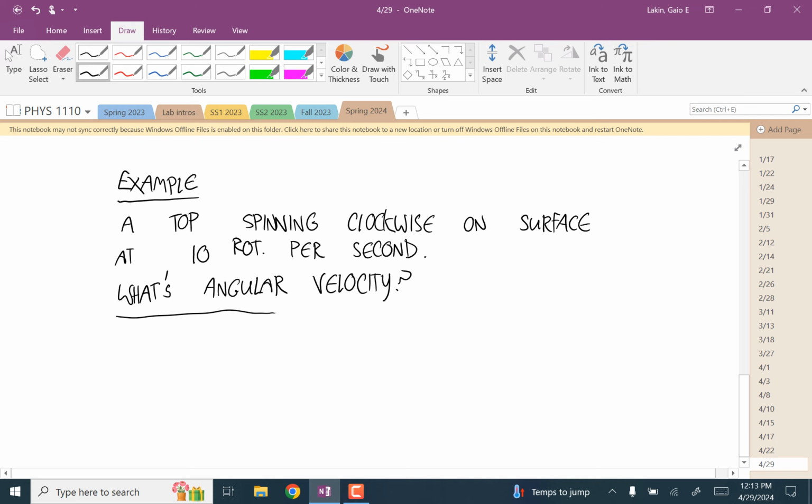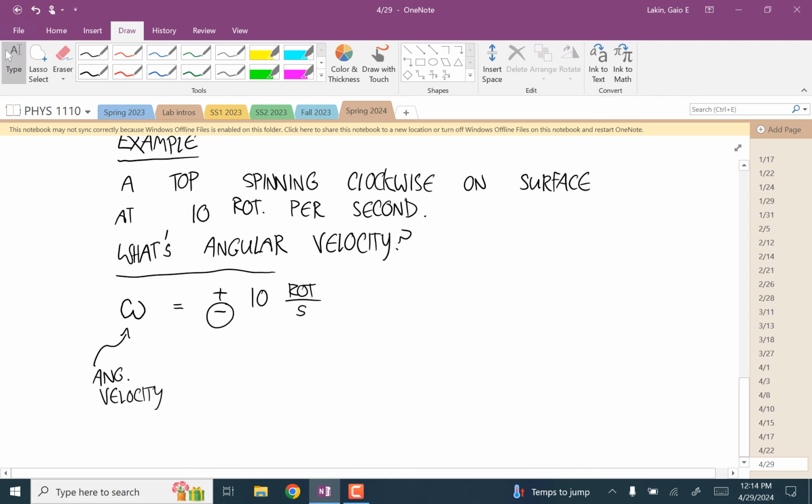We are always going to denote angular velocity with the Greek letter omega. It looks sort of like a scripty round W. So this is the angular velocity, and it's always equal to plus or minus the angular speed, which is, in this case, 10 rotations per second. This is clockwise, so is this going to be a positive or a negative 10 rotations per second? Negative. Yeah, we have the negative.